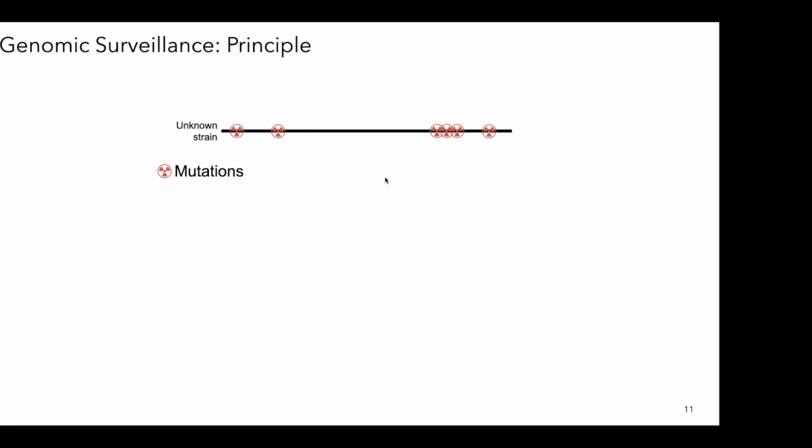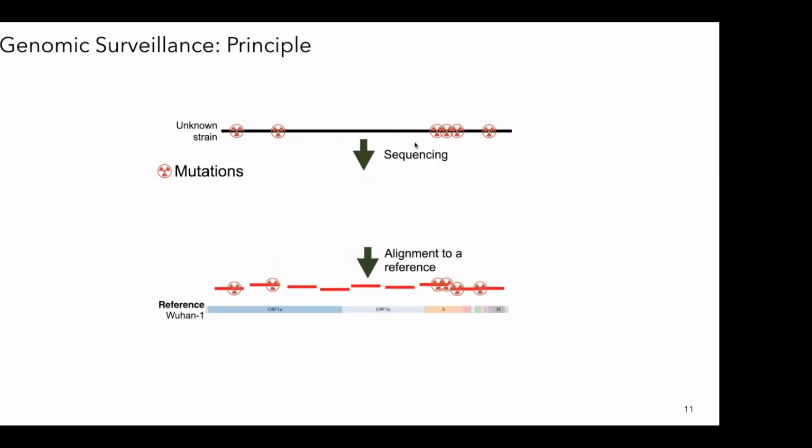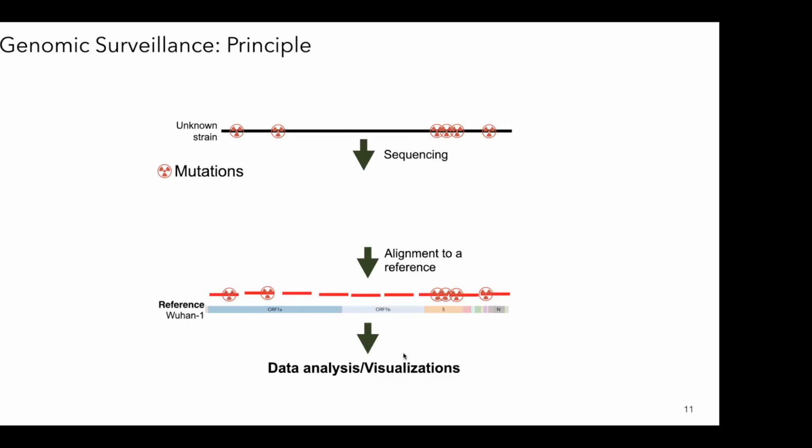So the big principle: you have an unknown strain, you sequence it, so you have your little fractions here that I symbolized before by a magnifier, and then you sequence them. Once you have sequenced them, using a bioinformatic pipeline, you can align them on your reference and see, oh, here it's actually different from the reference, so this is an actual mutation. Using data analysis and visualization, you're able to say, I recognize that pattern, it's Alpha, or I recognize that pattern, it's the Delta variant.